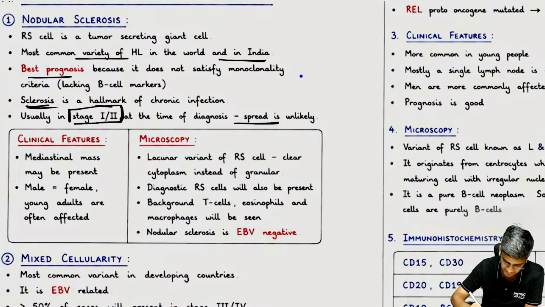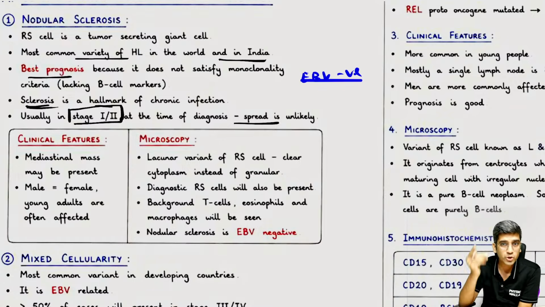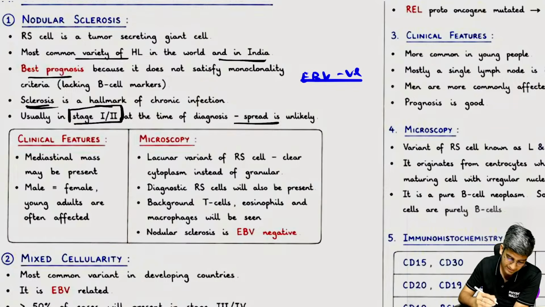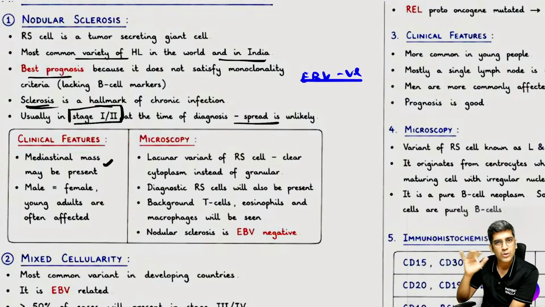Yeah. And this is an EBV negative neoplasm. Nodular sclerosis variant is EBV negative. Rest of them, most of them are EBV positive. So do remember them. It's a unique finding, right? And they also present with a mediastinal mass, with equal male to female ratio. If you want to remember, write that.